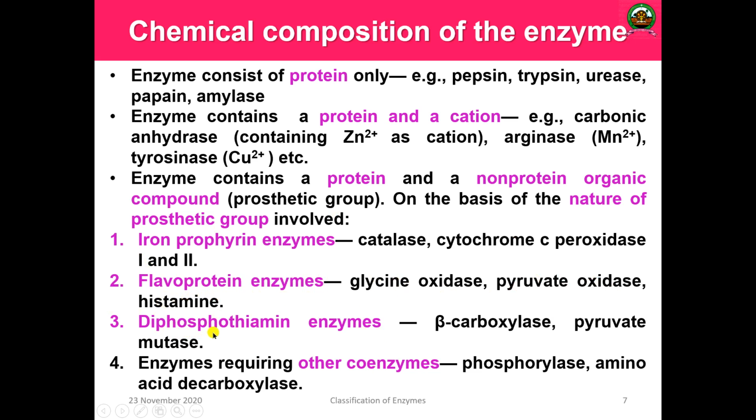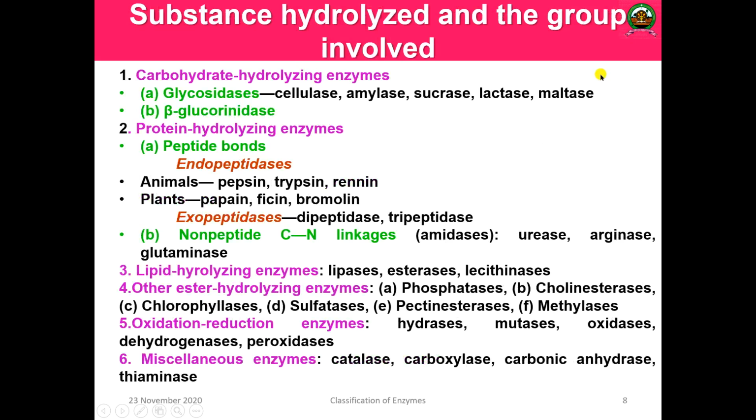Okay, diphosphothiamine enzymes, beta carboxylase, pyruvate mutase, all of these come under this particular group. Enzymes requiring other coenzymes, for example phosphorylase, and an amino acid decarboxylase is required for that. So these are the chemical compositions of the enzymes.